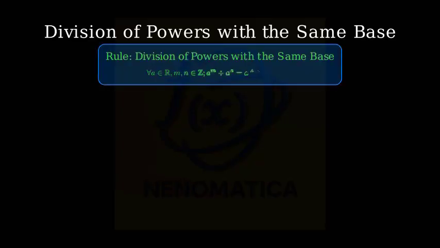For any real number a, and integers m and n, where m is greater than n, when we divide a to the power of m by a to the power of n, we get a to the power of m minus n. Let's understand why this rule works.